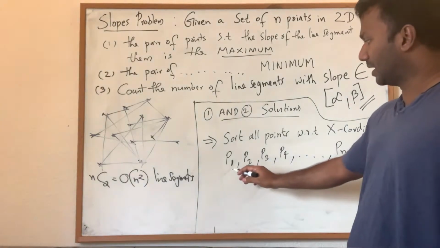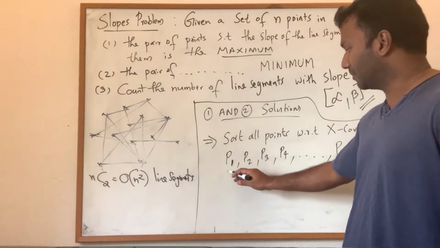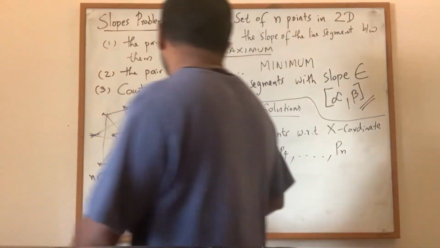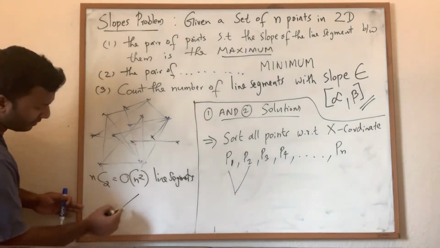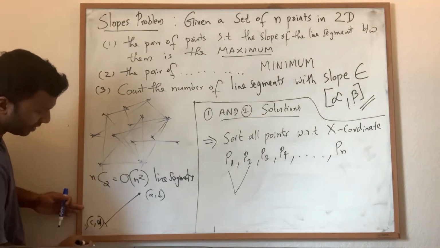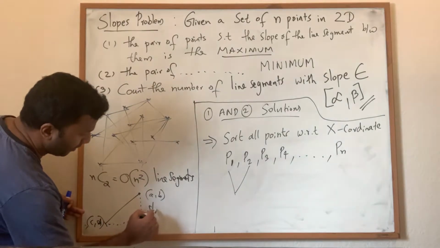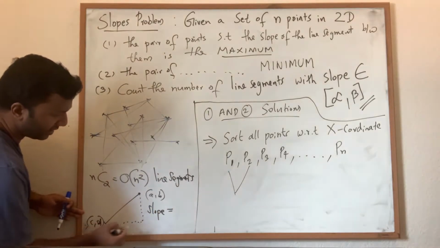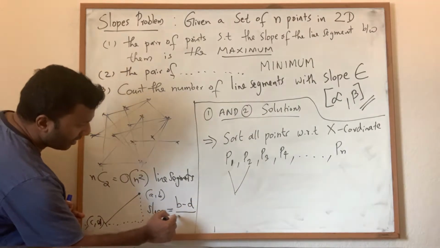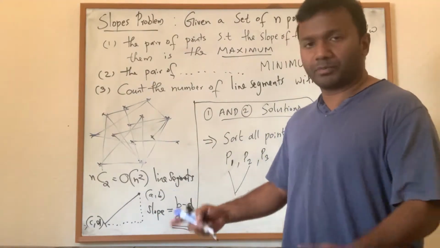Next, what I'm going to do is this. I'll take every pair of consecutive points and try to find the slope between them, okay, the slope of the line between points P1 and P2. Before that, what is the definition of a slope? If you have 2 points, let's say (A, B) and (C, D), right? The slope is this height divided by this length, and this height is B minus D, divided by this length, which is A minus C. Okay, so given 2 points, we can compute the corresponding slope in constant time.